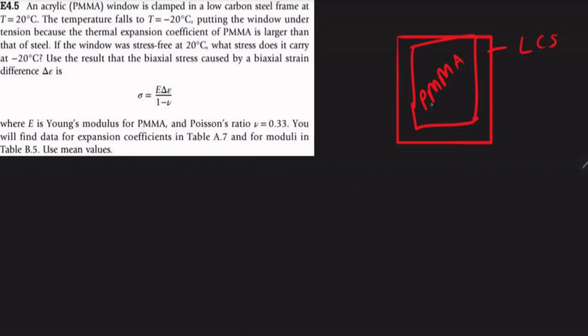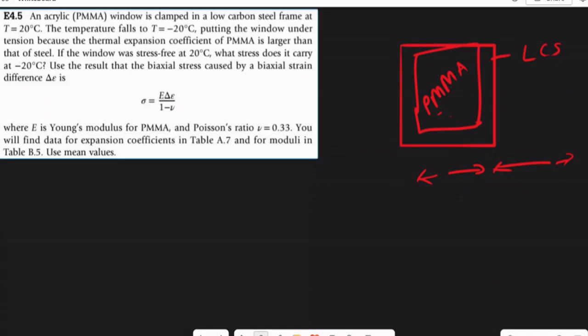So this material PMMA has a higher thermal expansion coefficient than low carbon steel, which means that when the temperature falls to -20, it will try to shrink. But because it is shrinking faster, the low carbon steel will tend to prevent it from shrinking, causing what? Tension in this material.